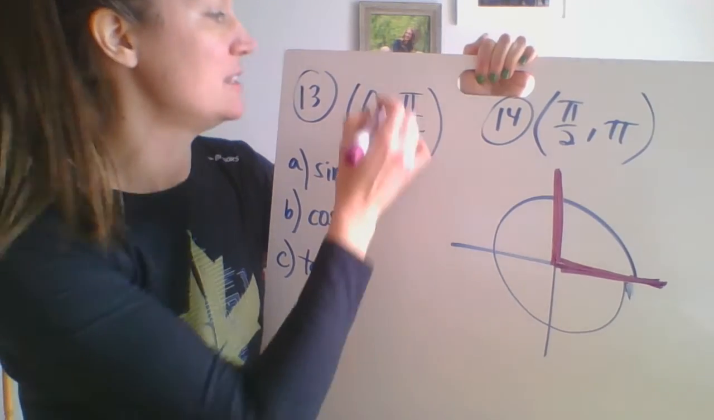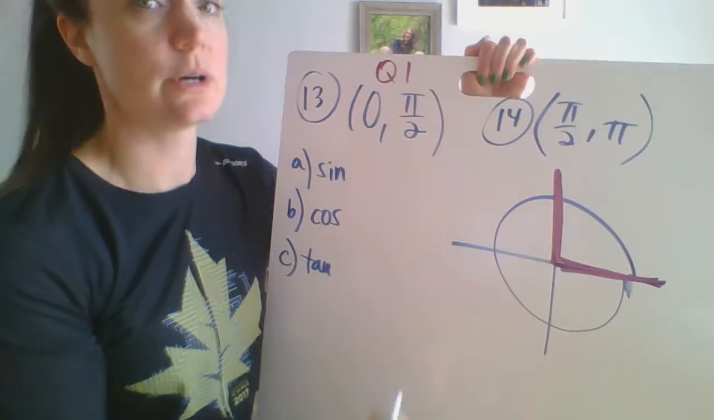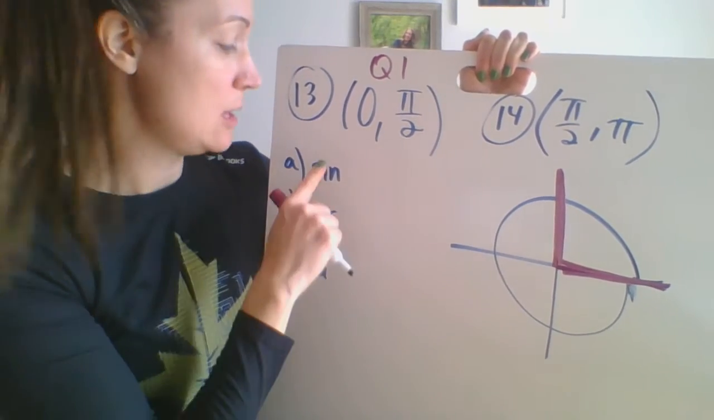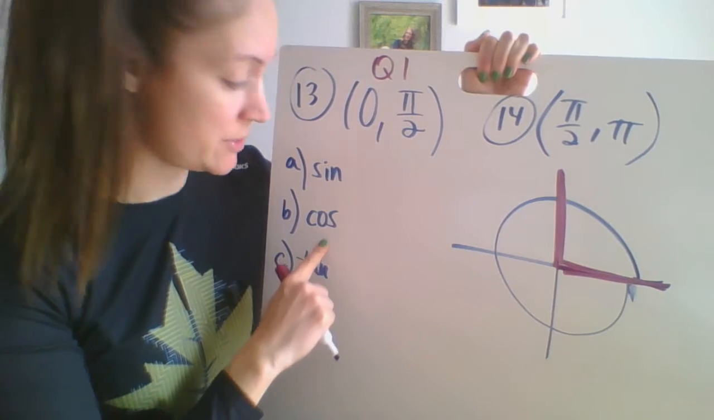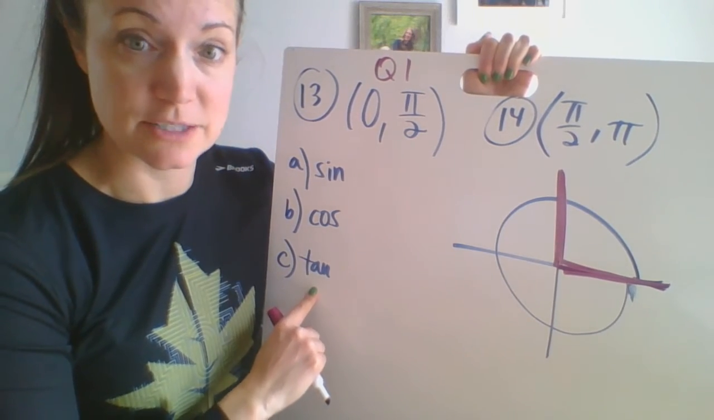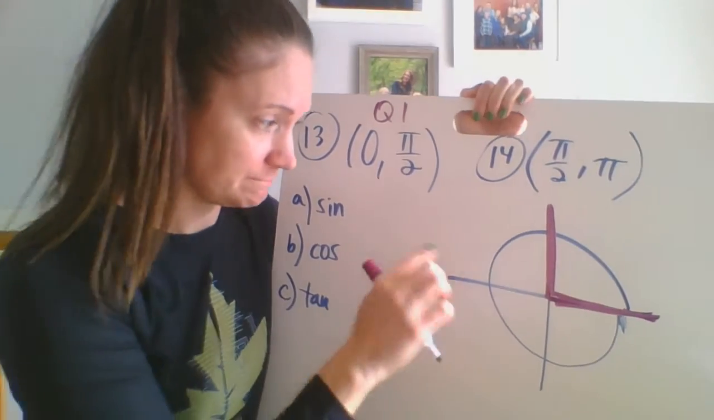All that question 13 is really saying, another way they could have worded it, is if you are only working in quadrant 1, will your sine be positive or negative? Will your cosine be positive or negative? Or will your tangent be positive or negative? Okay, so for each one of those, here's how I'm going to do that.